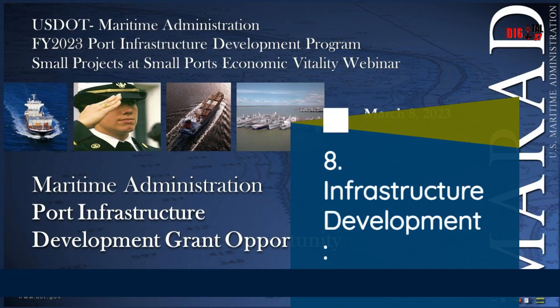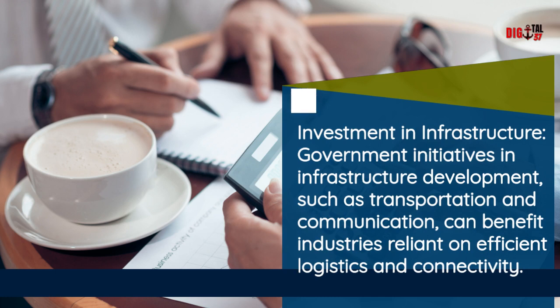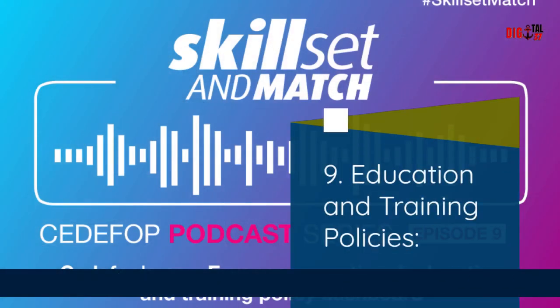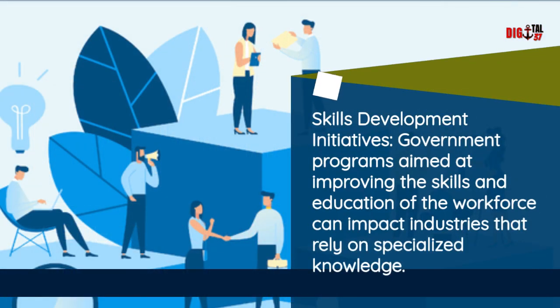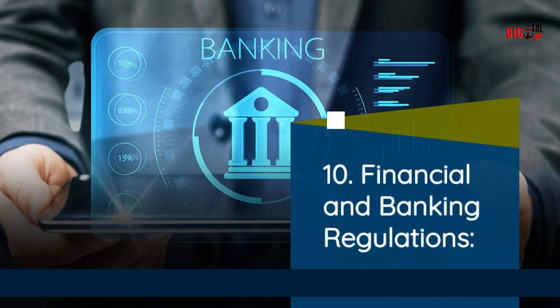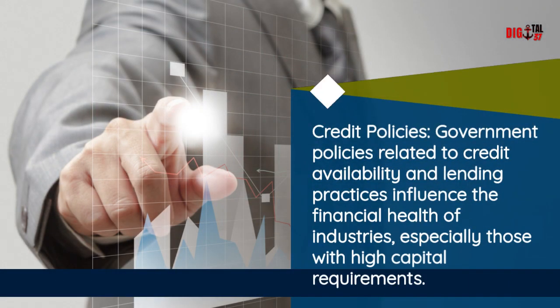8. Infrastructure development. Investment in infrastructure. Government initiatives in infrastructure development, such as transportation and communication, can benefit industries reliant on efficient logistics and connectivity. 9. Education and training policies. Skills development initiatives. Government programs aimed at improving the skills and education of the workforce can impact industries that rely on specialized knowledge. 10. Financial and banking regulations. Credit policies. Government policies related to credit availability and lending practices influence the financial health of industries, especially those with high capital requirements.